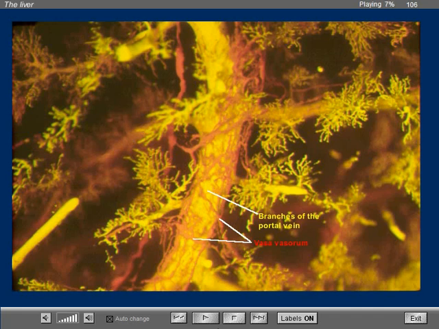This is a close-up of a cast which shows that on the surface of the portal vein, which is depicted in yellow, we see a network of arteries. The arteries are also surrounding biliary radicals. And this is to show that the hepatic arteries provide the vasa vasorum to the portal vein and its branches, and also provide blood supply to the biliary tract.